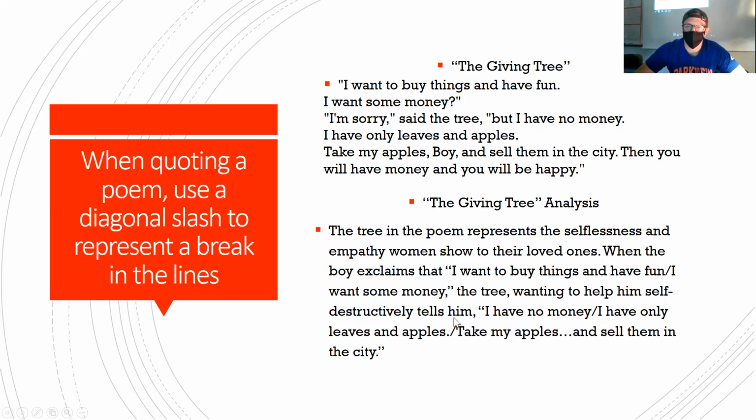So now in the essay, we have a diagonal / "take my apples and sell them in the city." Okay, this ellipsis represents lines that I took out. I took out "boy." I just thought that was unnecessary. "Take my apples," period, period, period, "and sell them in the city." Okay, so when quoting a poem, use a diagonal / to represent the break in lines.